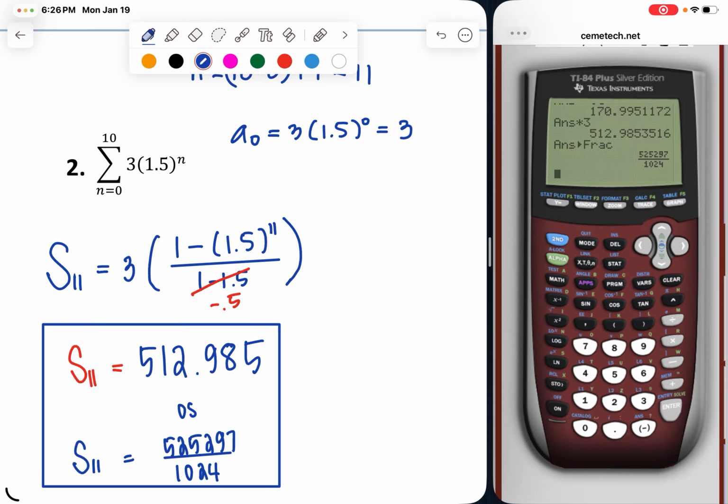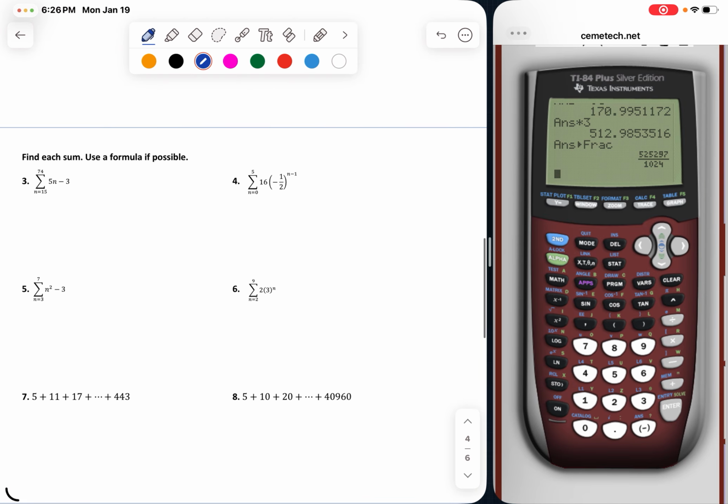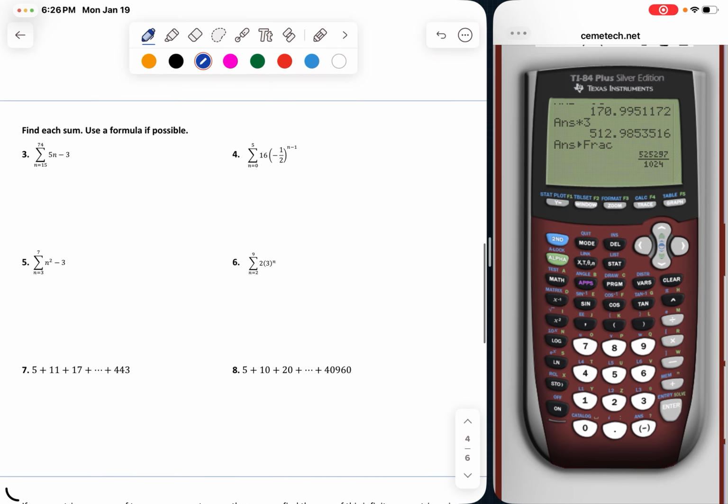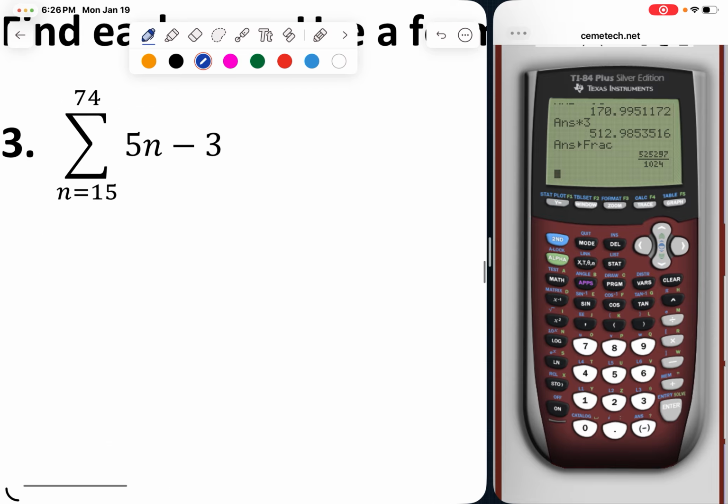Okay. Find each sum is the next direction, I'm assuming. Yes, find each sum. And then it says, use a formula if possible. There are 6 problems here to do. If at any point you're like, I got it, try it on your own, okay? Looking at the first one, I want to know if I can use a formula because it says use a formula if possible. This is arithmetic, so I can. I'm going to write that down, arithmetic. So I can use a formula, right?